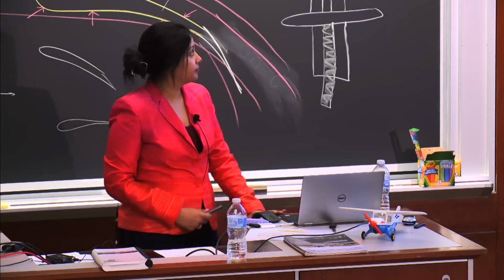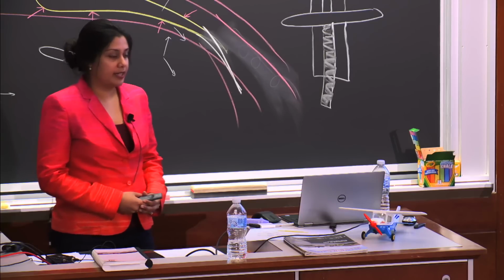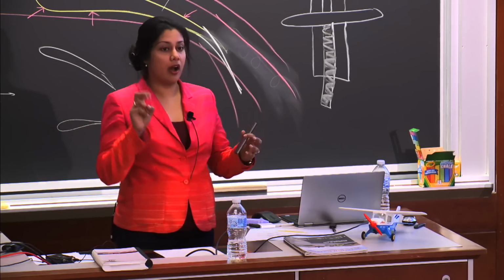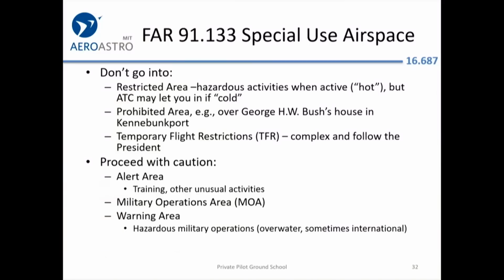Good question. Okay, so restricted areas. Some restricted areas are either hot or on, or they're cold and they're not active. So you only have to avoid a restricted area if it's hot. So if you're already in communication with air traffic control, you can just ask them if a particular restricted area is active or not. There are also some prohibited areas, like over presidents' houses.